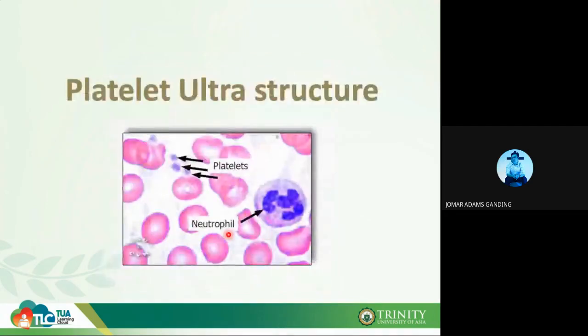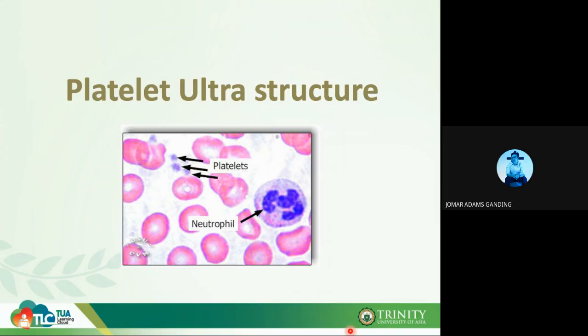These are your platelets. If you look at your microscope, these are your RBC. You can see the central pallor. This is your neutrophil, a polymorphonuclear leukocyte. You can see it's multi-lobed, it's actually a segmenter. These tiny fragments here are your platelets.